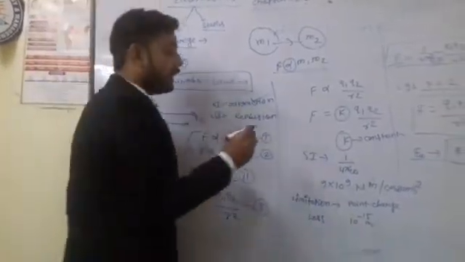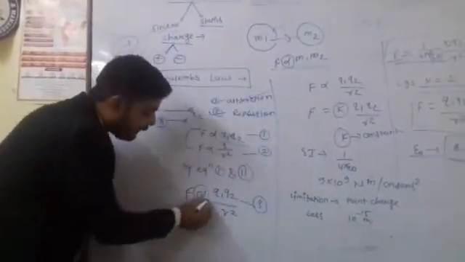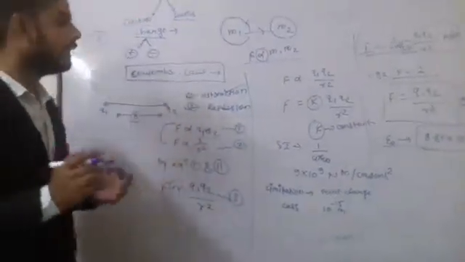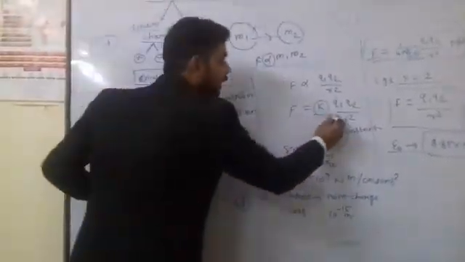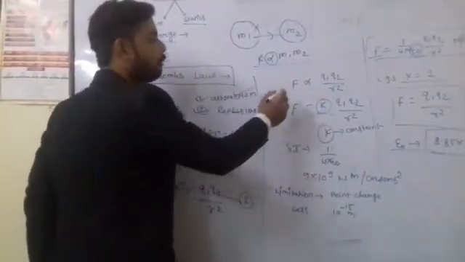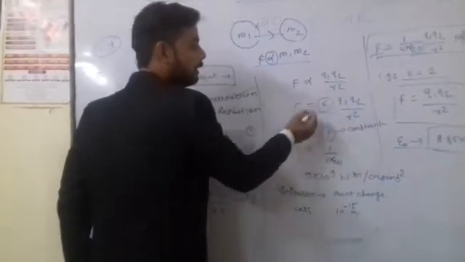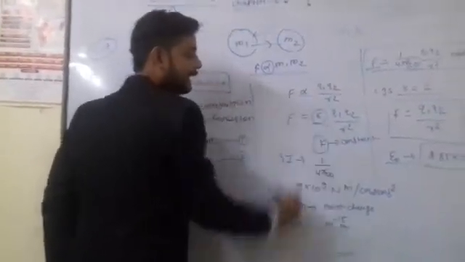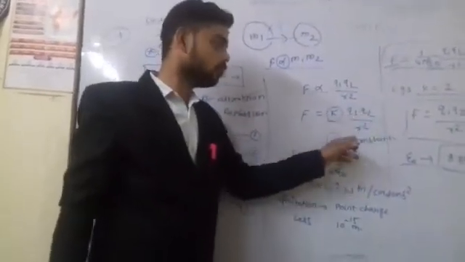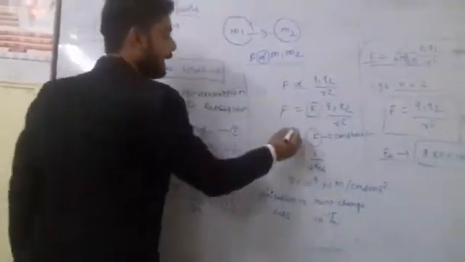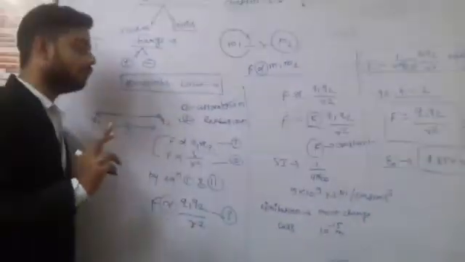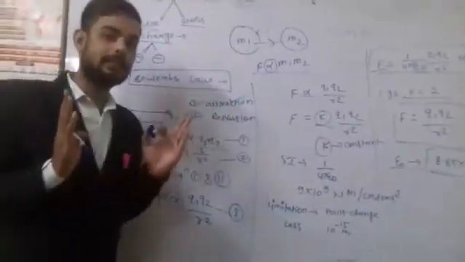We know that this is the sign of proportionality. If we are going to remove this sign, we have to use a constant. So we will use this sign K. F is equal to K q1 into q2 upon r square, where K is the proportionality constant, which has different meanings.